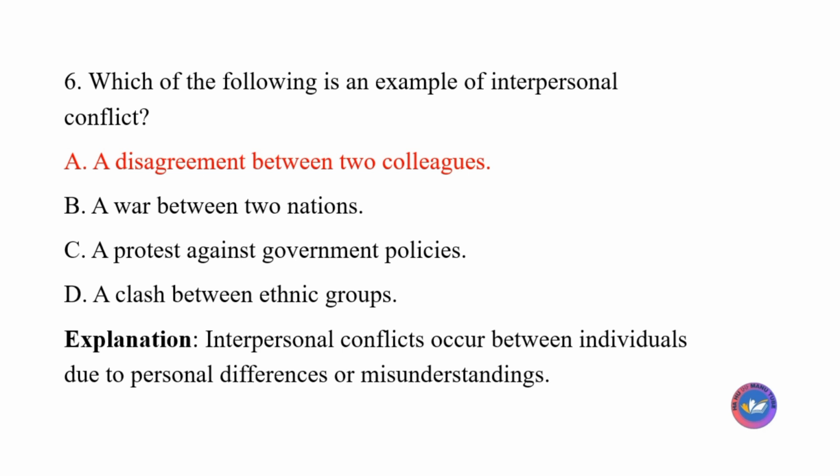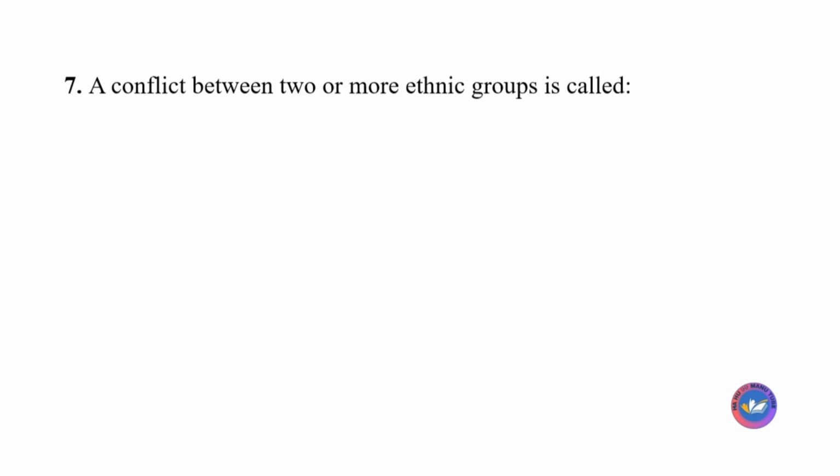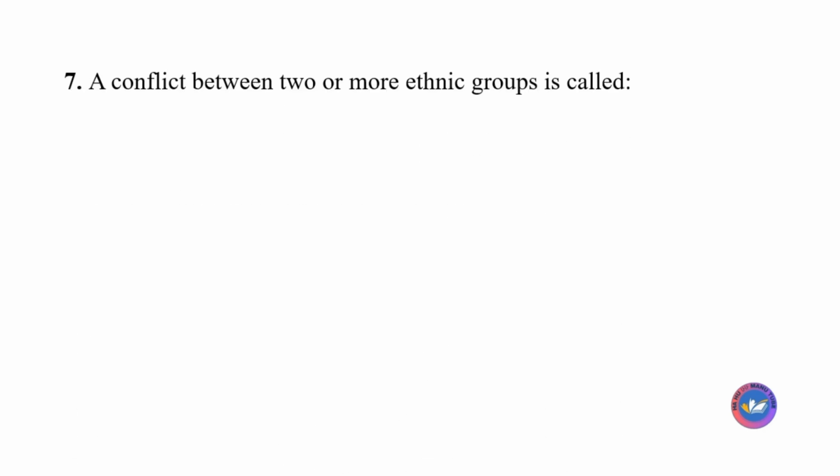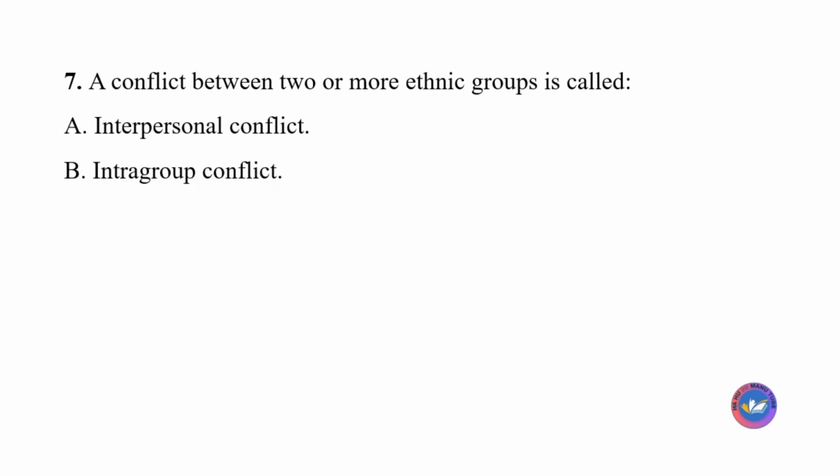Question number 7. A conflict between two or more ethnic groups is called A. Interpersonal conflict. B. Intra-group conflict. C. Ethnic conflict. D. Political conflict.